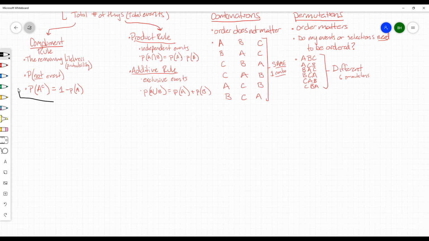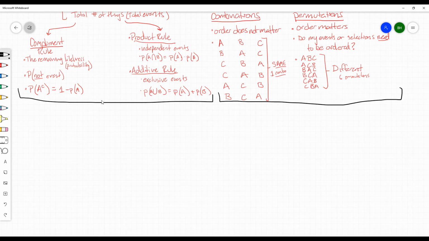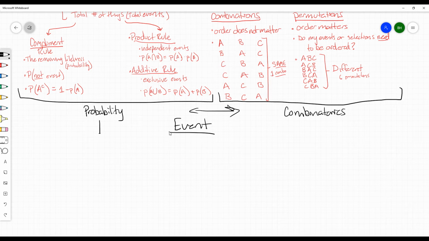If you remember, I zoomed out a little bit: all of this is part of probability, and all of this is part of combinatorics. Well, we need to put them together. So what does that actually look like for us? When we have probability, let's just say hypothetically we have just some event. I'm just going to call it an event.